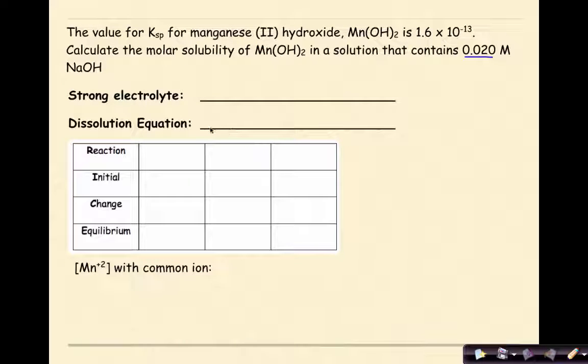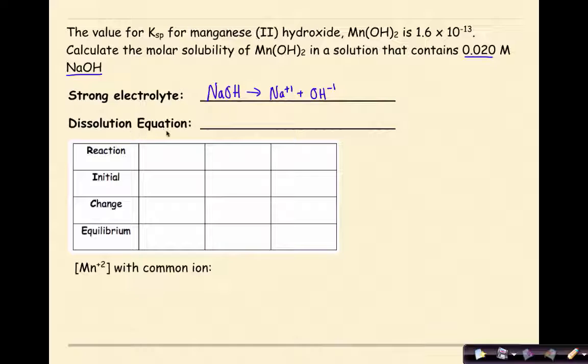So our strong electrolyte in this solution is our strong base, NaOH. And if I was to write an equation to show how sodium hydroxide breaks down, I'd say NaOH, a single arrow because I know this is going to dissociate completely, forming Na+1 and OH-1. And this would start out as a solid, and these would be ions in an aqueous solution.